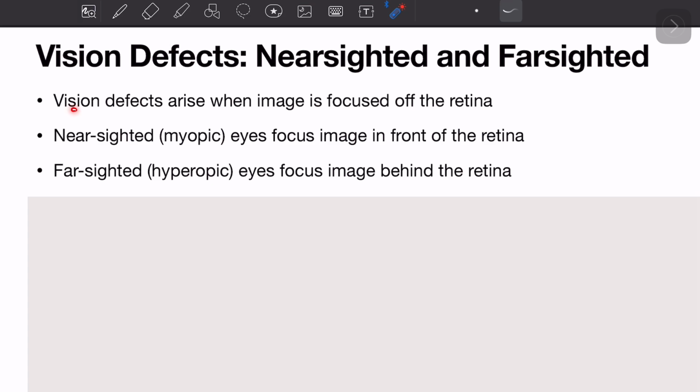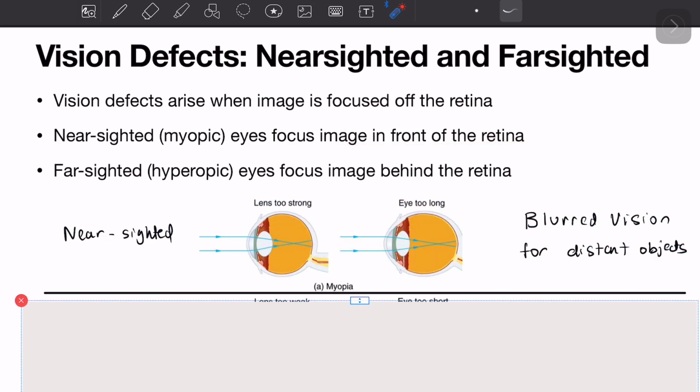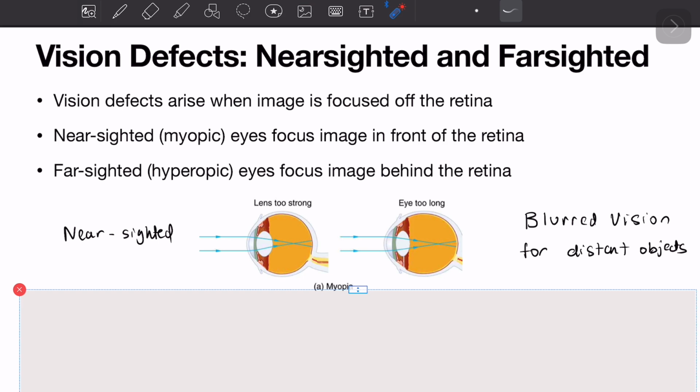So vision defects happen when the image is focused off the retina. Nearsightedness, also known as myopia or having myopic eyes: the eyes focus the image in front of the retina. So what can possibly cause this to happen? There's a few different reasons.